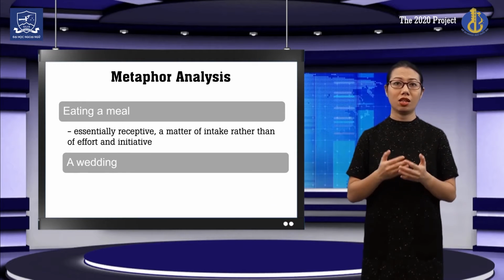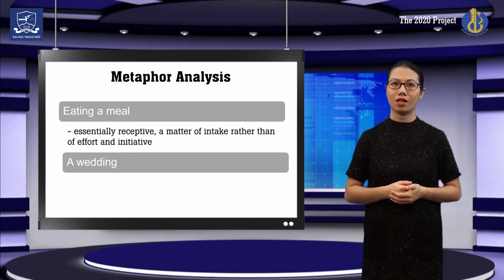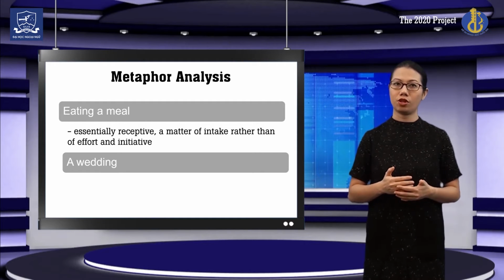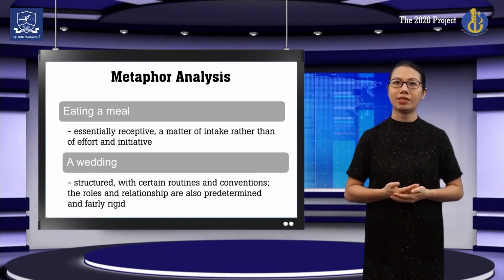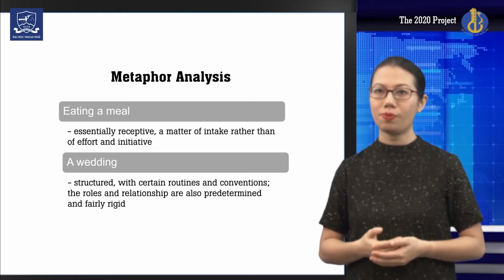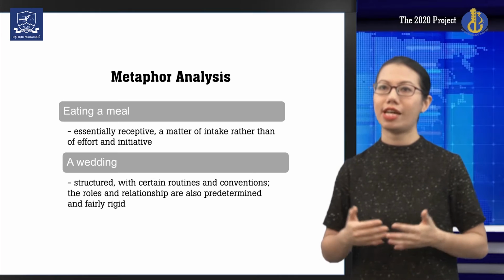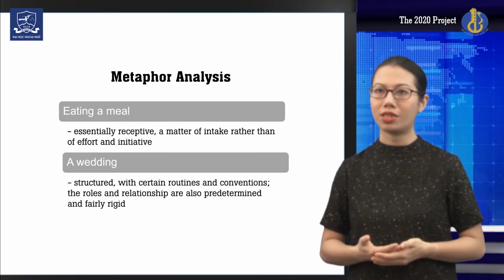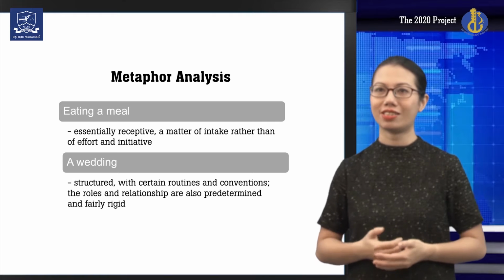A wedding is a largely ritual, though meaningful event. The corresponding lesson is therefore, to some extent, structured, with certain routines and conventions. The roles and relationships are also predetermined and fairly rigid. It is to a large extent the adequate performance of these routines and maintenance of roles which determines its success.